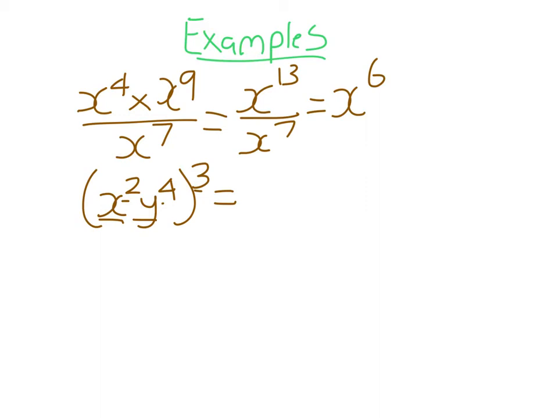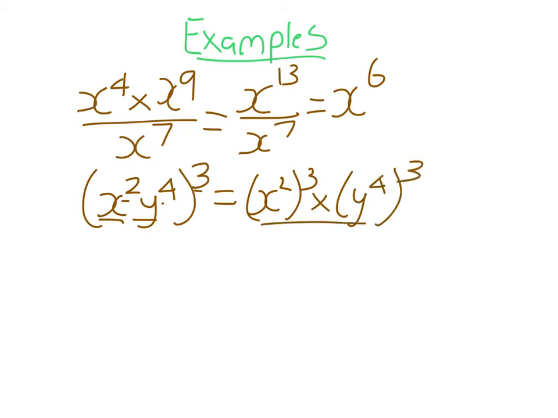So what I do, using that index law I just mentioned, I take the first thing and raise it to a power times the second thing in the brackets and raise that to a power. You don't have to show this line of working, I'm just showing you to hopefully explain it a bit better. So x squared to the power of 3, keep the same base, multiply the powers. Y to the power of 4 to the power of 3, keep the same base, and multiply the powers.